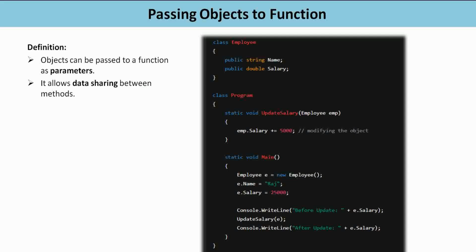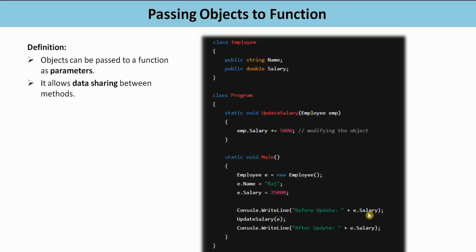So how can we do that? First we have to look at this example, this employee example. First we have the employee class, where we put two fields, name and salary. And here we have one static method. Inside that method we are incrementing salary. First we create the instance of the employee class and we put the name and salary value in it.